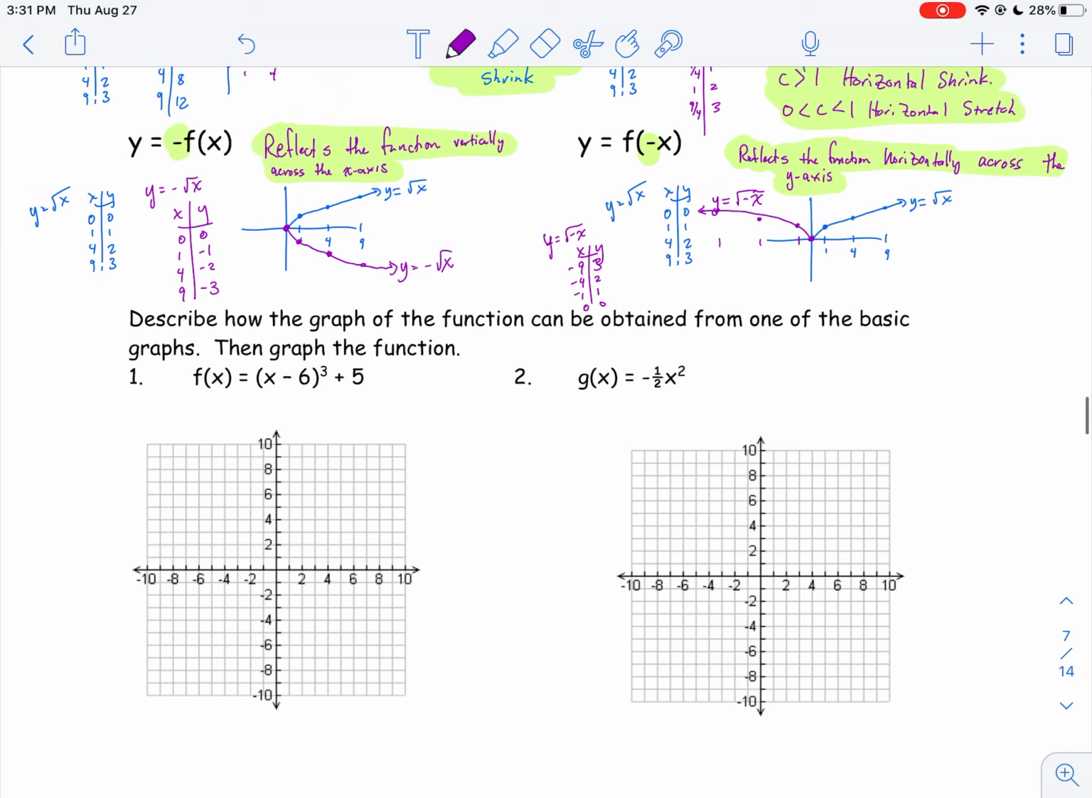Now to put it into practice. Describe how the graph of the function can be obtained from one of the basic graphs, then graph the function. Alright, so I'm highlighting the cubed, you see that? What basic function do I have, and what is happening to it? I'm seeing the y equals x cubed function. I'm seeing it move, I want to say move left 6, but since it's on the inside, it's moving right 6 and up 5.